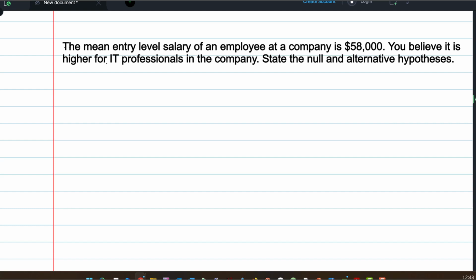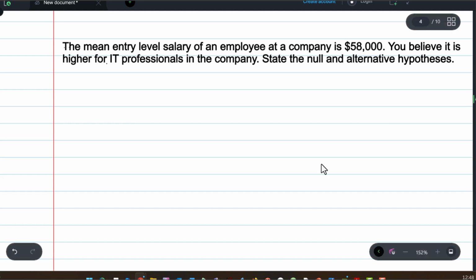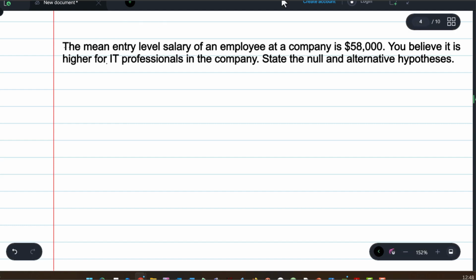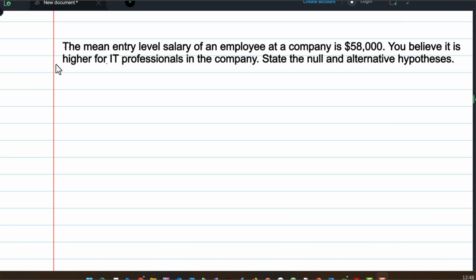And also, you want to state or contextualize what a type 1 error and a type 2 error is for your particular claim. I pulled this example from the textbook. It's, I think, question 4 in practice problems of chapter 9. But anyways, what you want to do is read the statement and try to figure out what the claim actually is. So if you read this statement, it says the mean entry-level salary for an employee at a company is $58,000. You believe it is higher for IT professionals in the company.